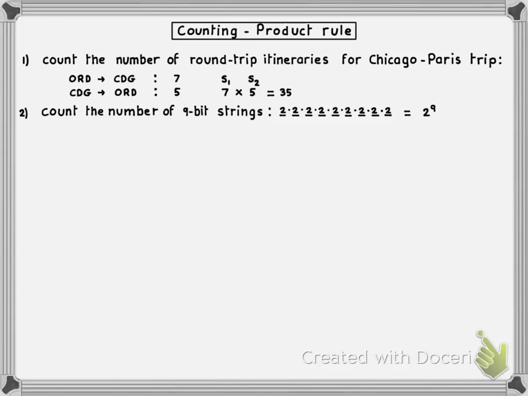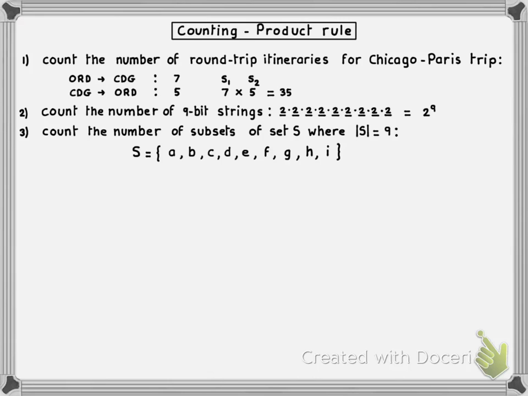For a third example, let's say you have a set of cardinality 9 and you want to count the total number of subsets of that set S. S could be any set. Let's consider one in particular, say the set A, B, C, D, E, F, G, H, I. Now the question is, how can we convert this problem to a product rule type of problem?